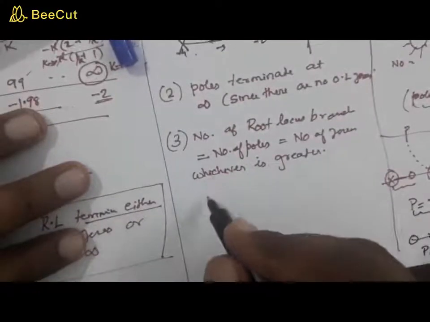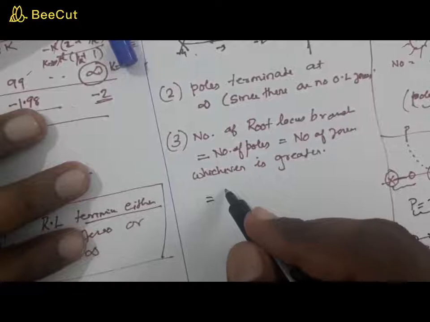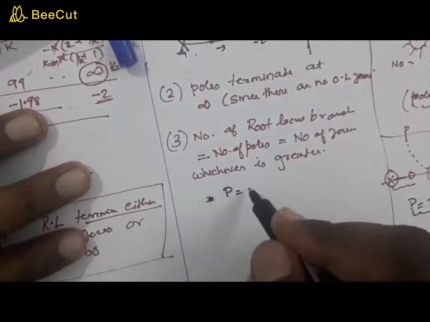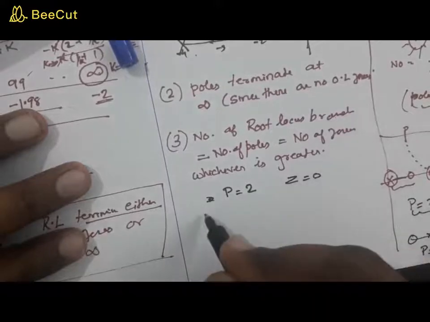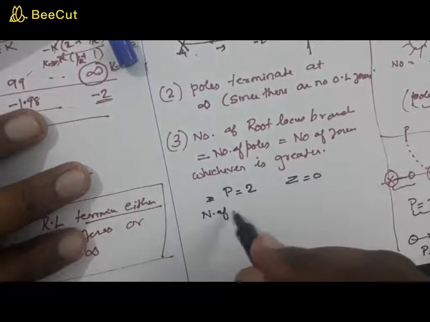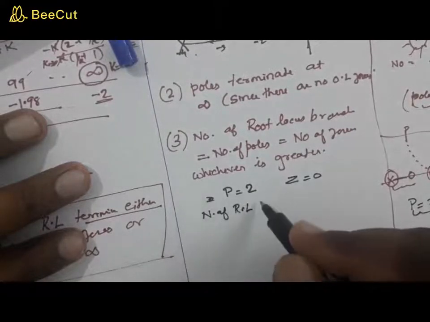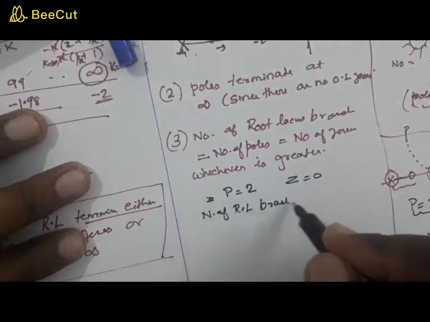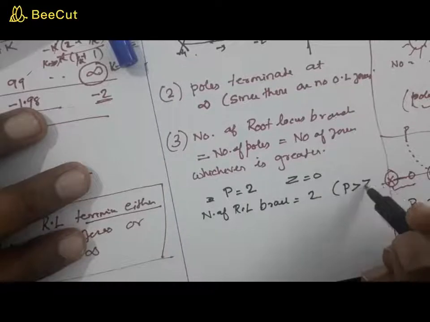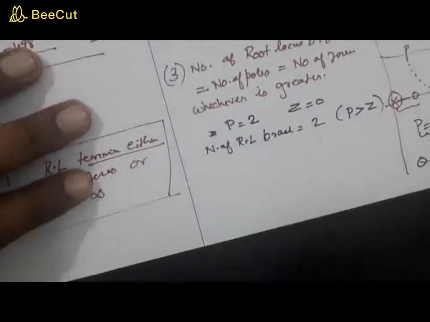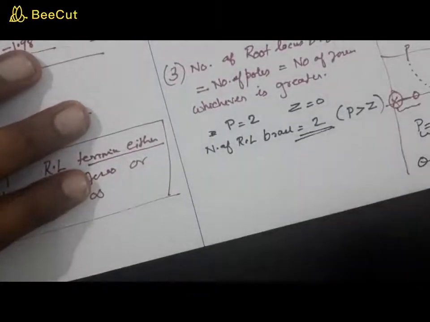So in this example, p is equal to 2, z is equal to 0. So the number of root locus branches is equal to 2 because p is greater than z. Okay, so the number of root locus branches is equal to 2.